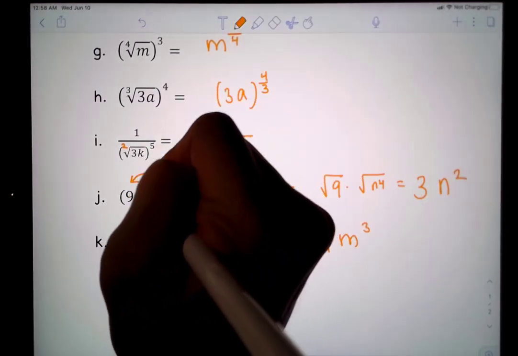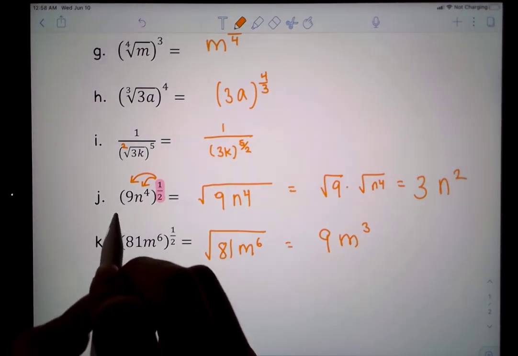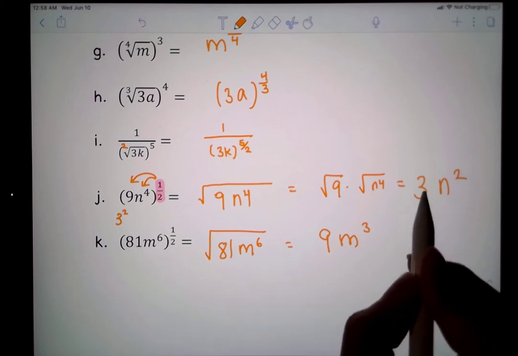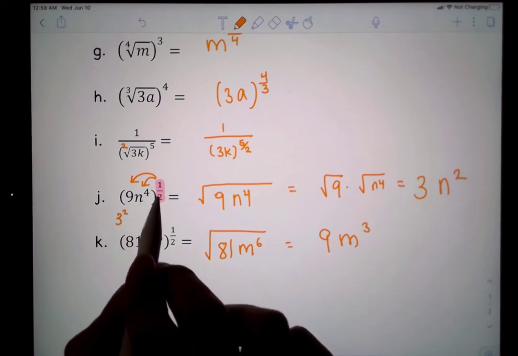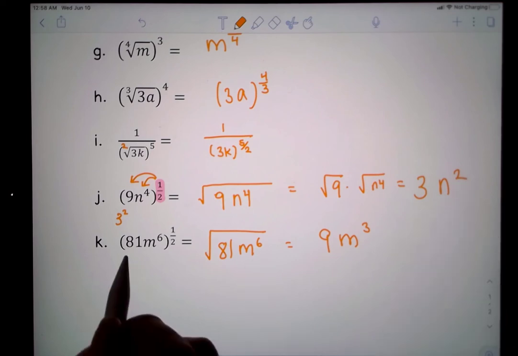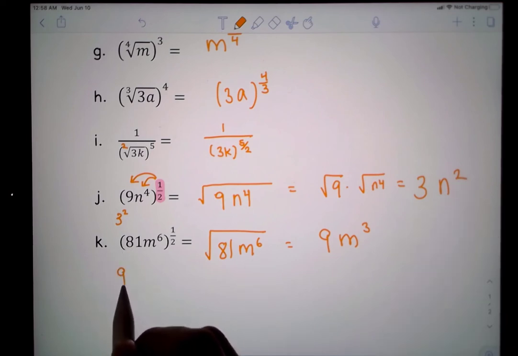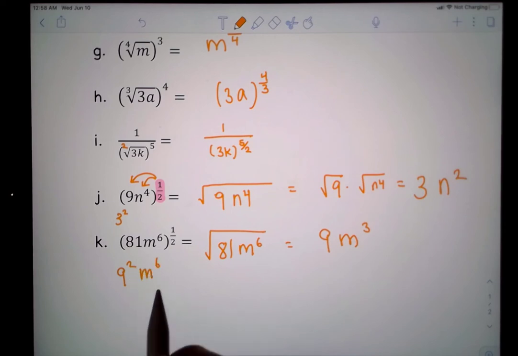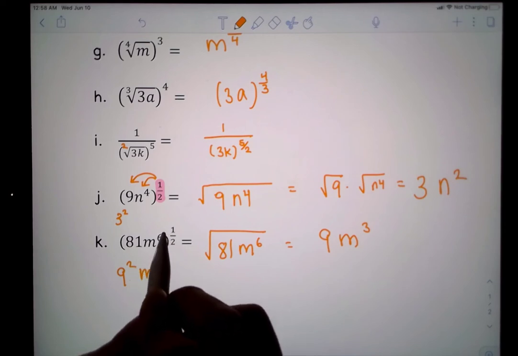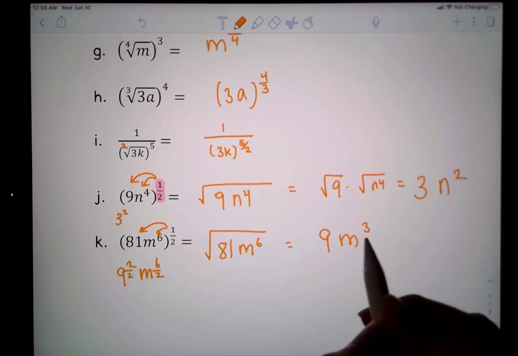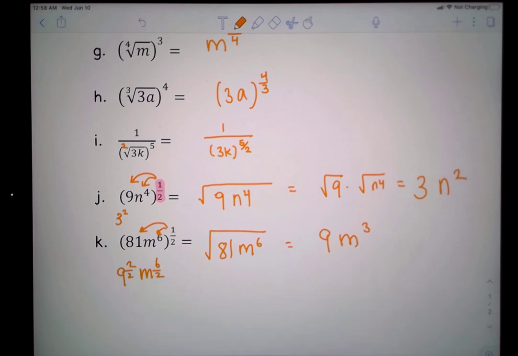So you distribute that. Then 9, what's 9? That's 3 squared, right? So square and a half, so only 3. And to the 4, 4 times by half, half of 4, 2, like this. Or 81, that is 9 squared, right? And m to the 6, you got this, and you have over 2, right? So you distribute this over 2, then you get over 2, over 2, then you get 9, and 6 over 2, which is 3. Alright?